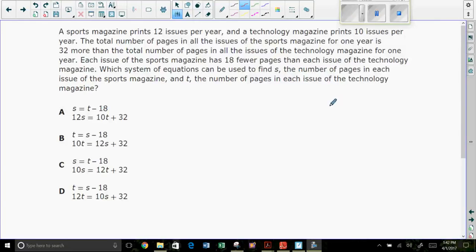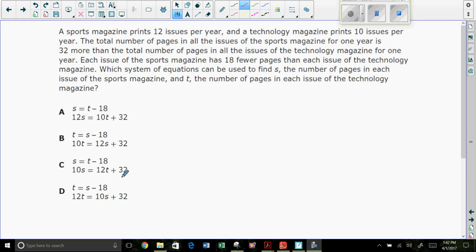A sports magazine prints 12 issues per year, and a technology magazine prints 10 issues per year. The total number of pages in all the issues of the sports magazine for 1 year is 32 more than the total number of pages in all the issues of the technology magazine for 1 year. Each issue of the sports magazine has 18 fewer pages than each issue of the technology magazine. Which systems of equations can be used to find S, the number of pages in each issue of the sports magazine, and T, the number of pages in each issue of the technology magazine?